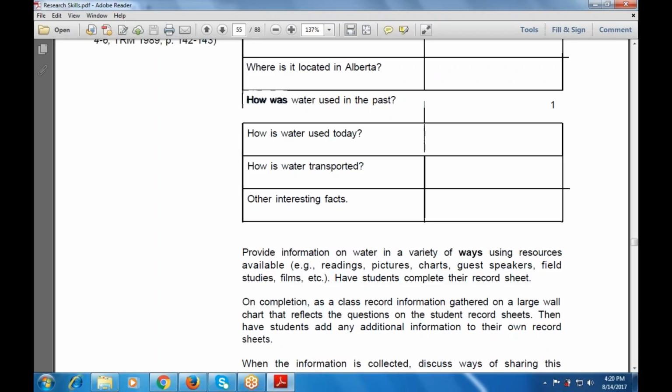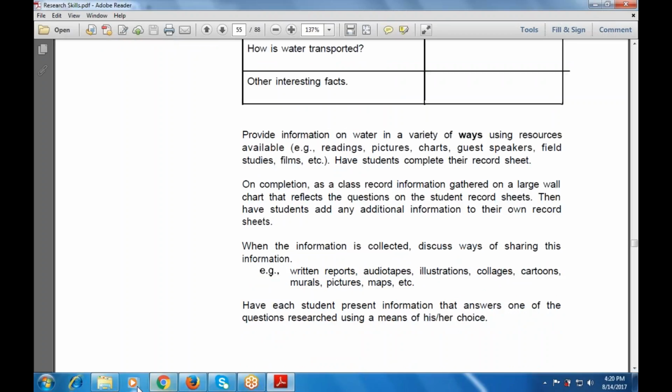On completion, as a school record or a class record, the information gathered goes on a large wall chart that reflects the questions applied on the student record sheet, and students add any additional information to their own record sheets. When the information is collected, discuss the ways of sharing it. What are the various ways to share the information? For example, written reports, audio tapes, illustrations, collages, cartoons, pictures, maps, anything that is used for recording the sheet, so that you gather the information and have a full-fledged record.